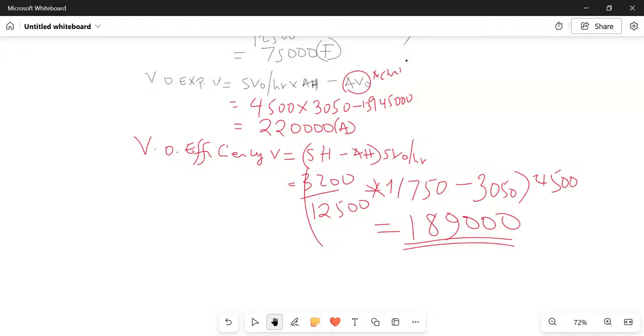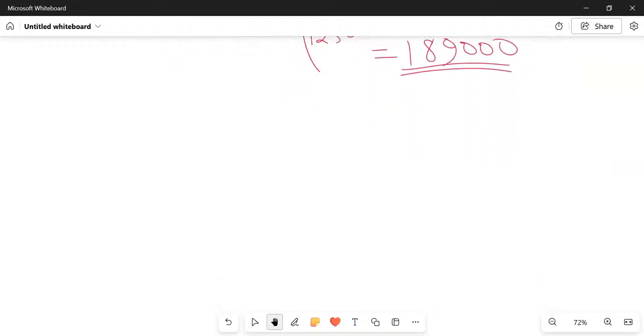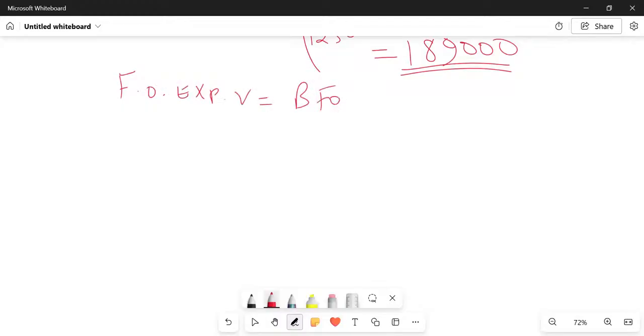So which ones are the fixed overhead variances? Fixed overhead expenditure. We start with the fixed overhead expenditure, which is BFO minus AFO. Budgeted fixed overheads minus actual fixed overheads. Is that okay? Budgeted fixed overheads minus actual fixed overheads.